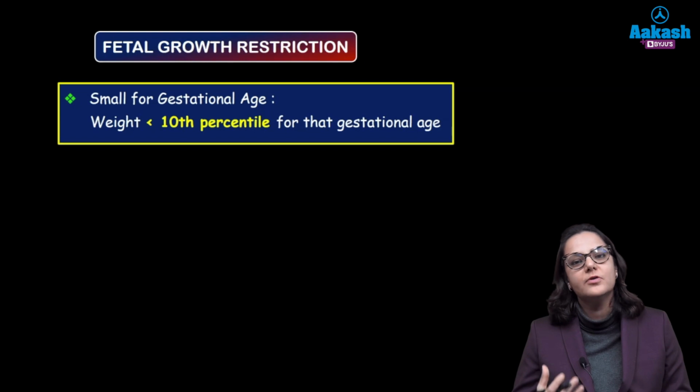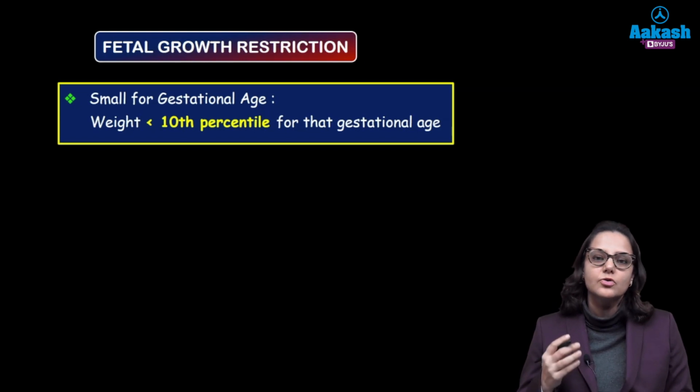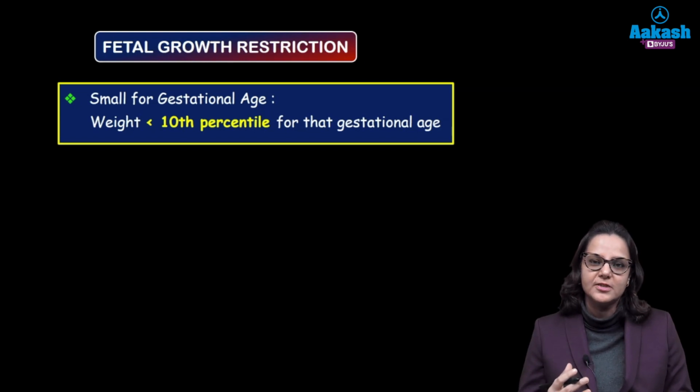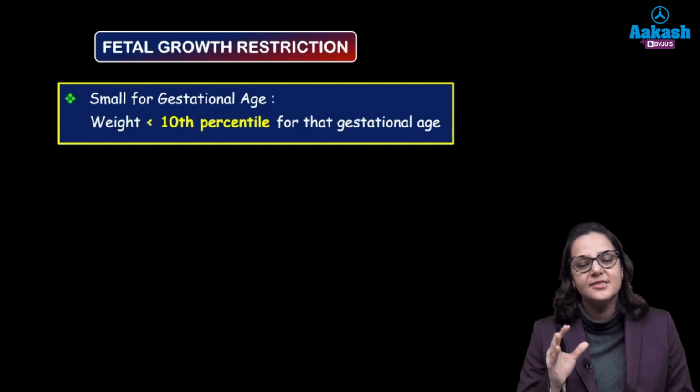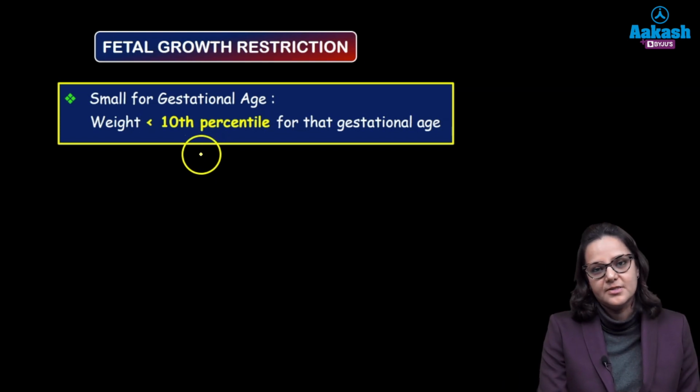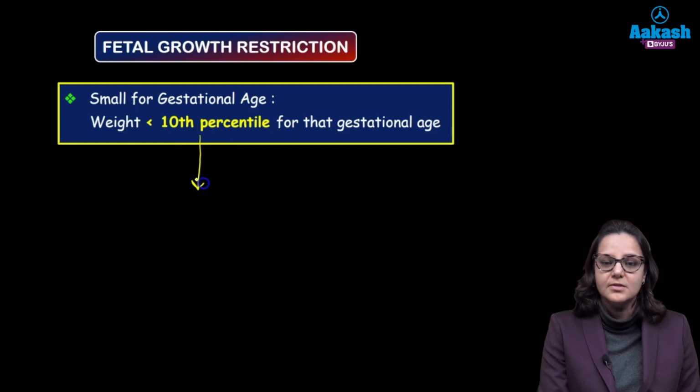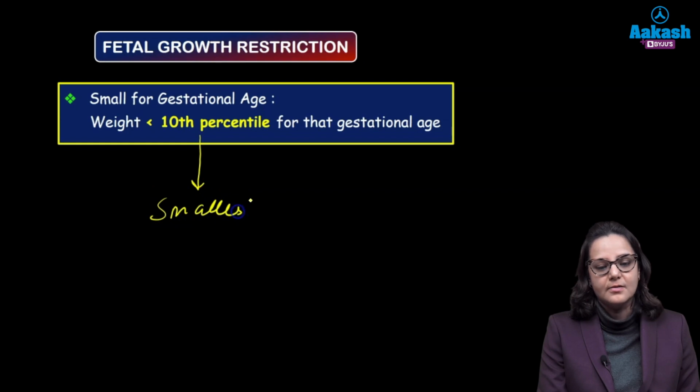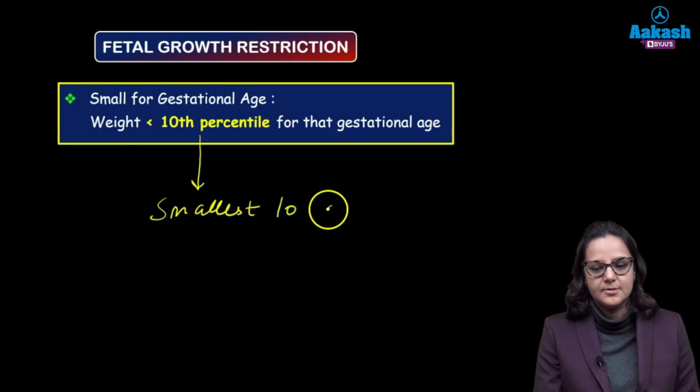Now coming to another term. What is a small for gestational age baby? So a baby is said to be small for gestational age when the weight is less than 10 percentile for that gestational age. Now the gestational age is coming into play, and here the baby is less than 10 percentile. So what do we mean by this? It means that the baby is smallest 10 out of 100 babies.